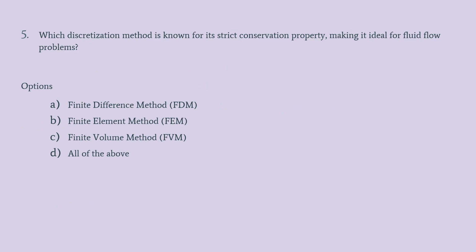Moving on to next question. Which discretization method is known for its strict conservation property, making it ideal for fluid flow problems? So the question is on conservation property of schemes. Which of the following discretization methods follows a strict conservation property? Options are option A, finite difference method, option B, finite element method, option C, finite volume method, option D, all of them. You can try to answer the question.